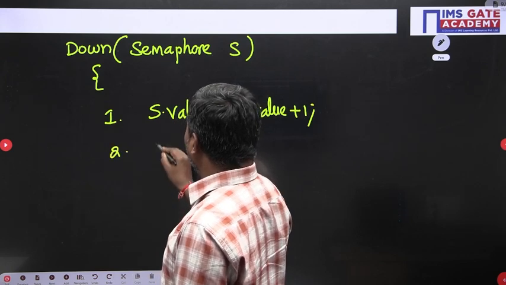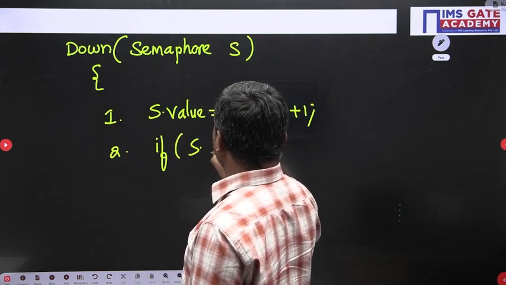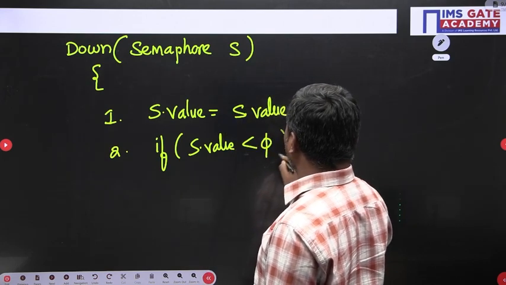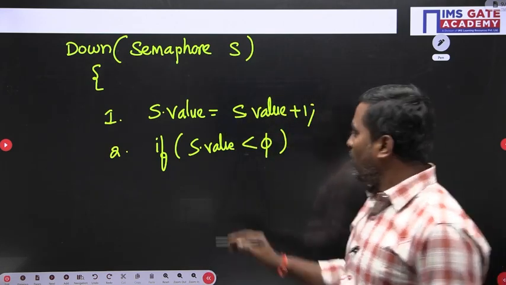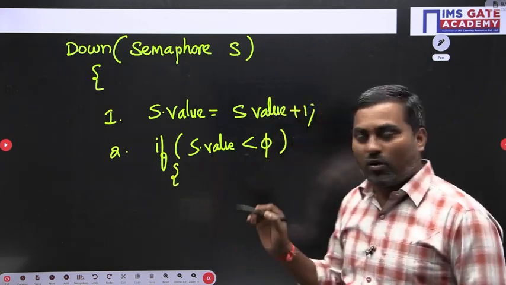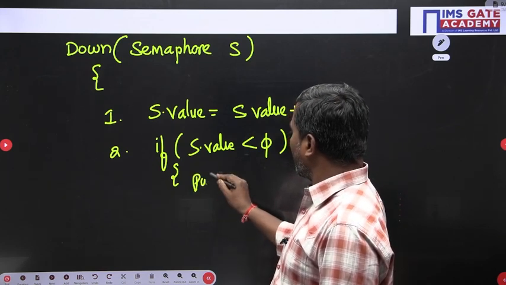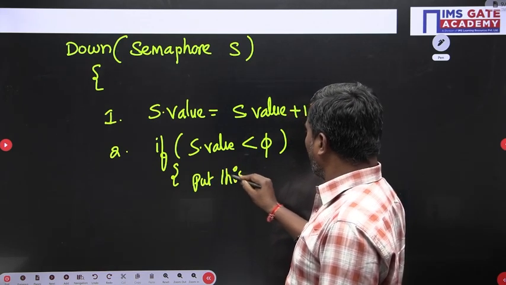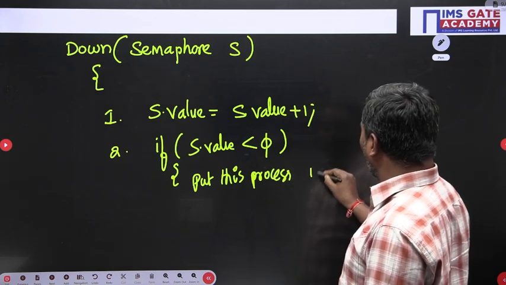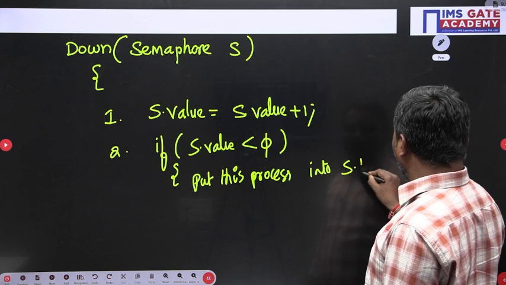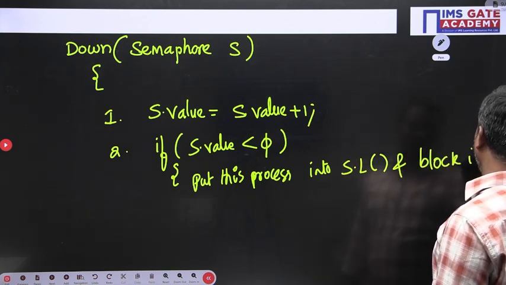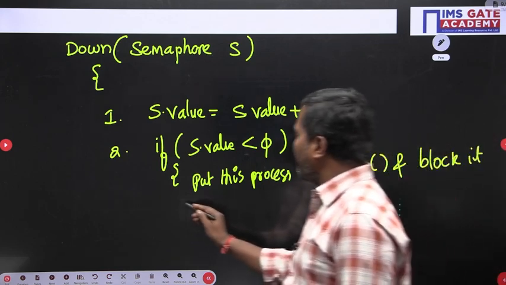Second step, please understand, if this S dot value is less than 0, if decremented less than 0, what should I do? So this process should block or not? Okay, put this process into S dot L, which is a queue, and block it. So how to block it? By calling what? Sleep function call or not?